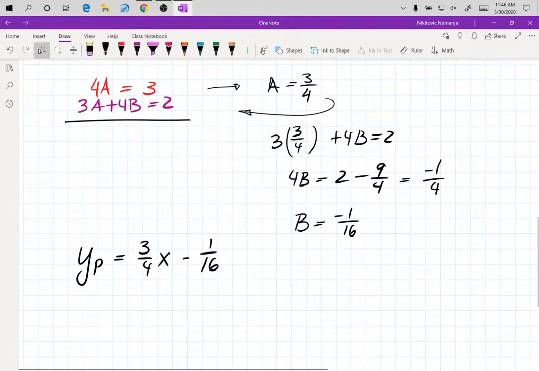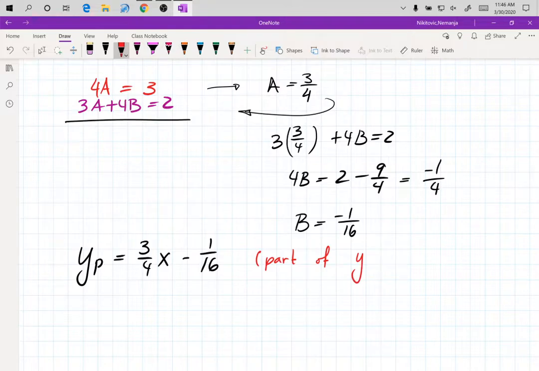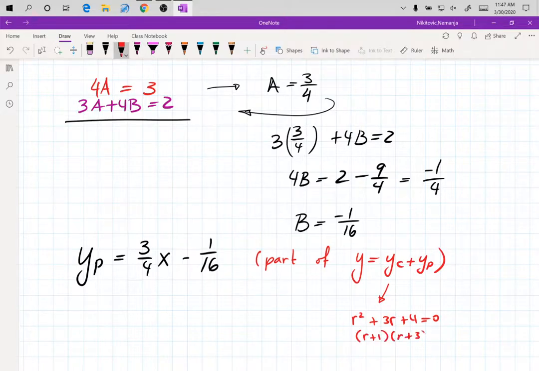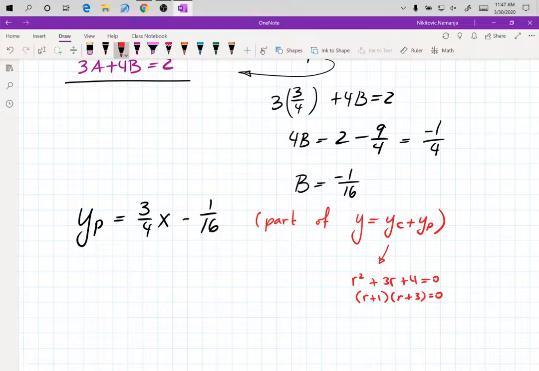Now, what is this good for? Well, that's the part, let me just write it here in blood. Part of y equals yc plus yp, right? So yc is the good old equation you solve using the methods from the first 3 sections when you do the characteristic equation with r. So this, if you remember, was r squared plus 3r plus 4 equal to 0. We can factor this to r plus 1, r plus 3, and we get r is -1, r is -3 in this case.